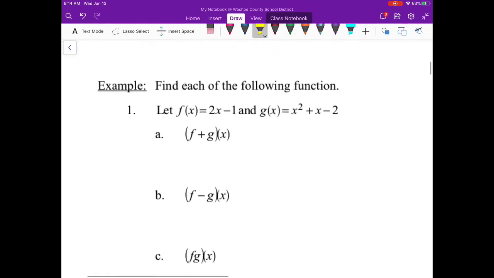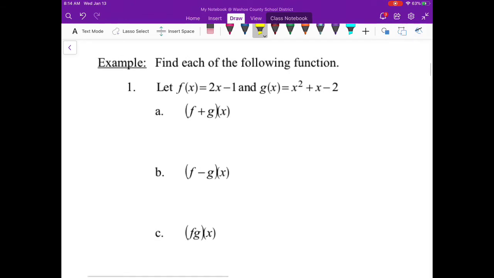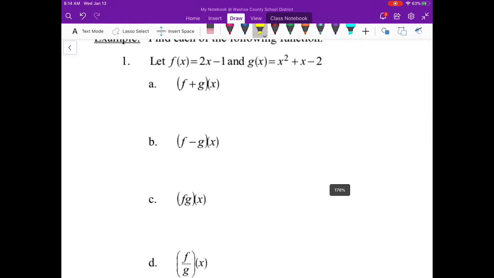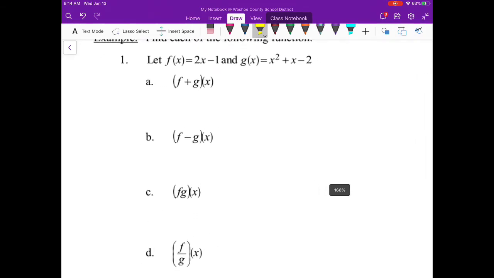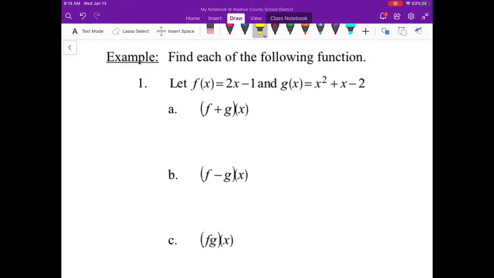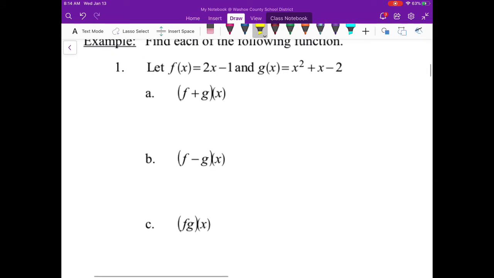Okay? So let's go ahead and jump into an example. Find each of the following for the function. So you can see that we're going to be adding, subtracting, multiplying, and dividing here. Let's start off by adding them together.